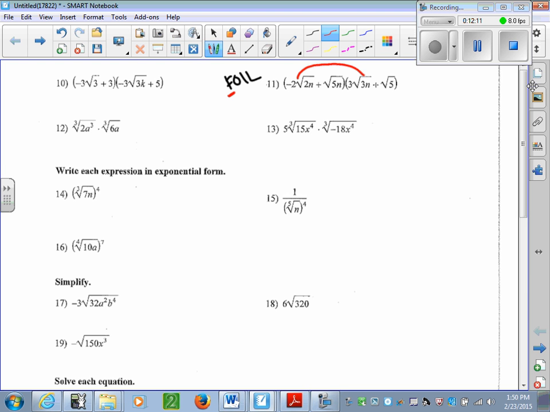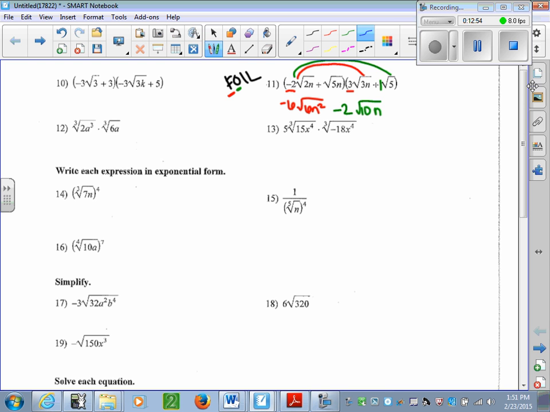So -2 times 3 gives me a -6. And then underneath the radical, my 2n times 3n is going to give me a 6n squared. We'll take care of that square when we're cleaning it up at the end. Okay, so that's the first. Outer: we have root 2n times -2 root 5n. Remember, indexes are the same, so I can multiply the outsides. If I don't see an outside, I know that's really a 1 right there. So -2 times 1 gives me a -2. And then under the radical, I end up with 2n times 5, which is 10n.